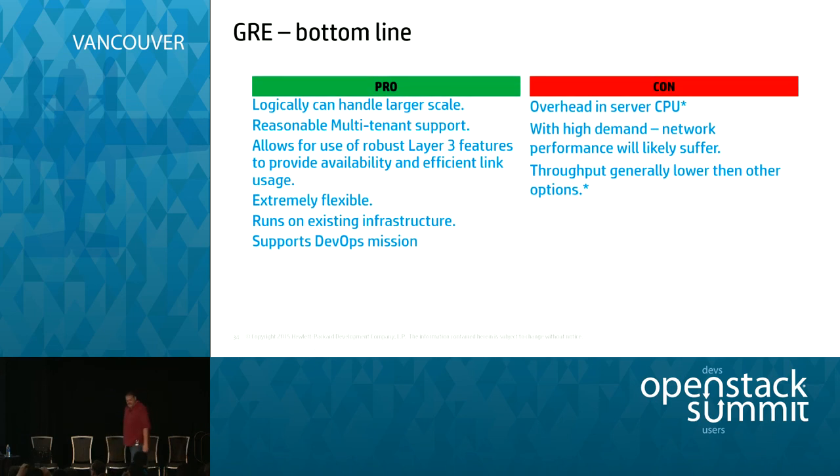All right, so bottom line, GRE. Logically, it can handle larger scale, good multi-tenant support, allows for some robust layer 3 features, right? It's pretty flexible. It's pretty quick as far as configuration goes. Runs on your existing infrastructure. It's kind of DevOps, right? It's very software-y. Bad side, well, overhead and CPU is going to suck. High demand, network performance is going to suffer. Throughput's going to be lower if you're at a high utilization. If you're at low utilization, maybe that's not a problem, right?